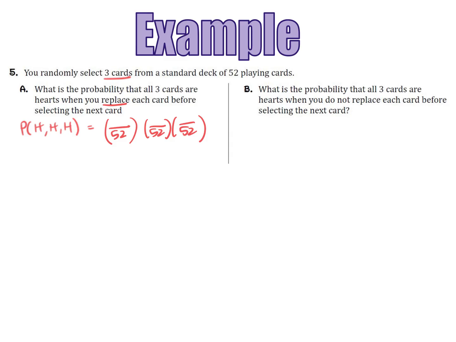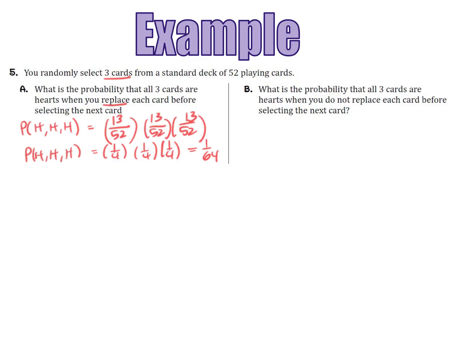So of the 52 cards in the deck, 13 of them are hearts. And this is going to simplify to 1 over 4. 13 out of 52 is the same thing as 1/4, which should make sense. There are 4 suits in a deck of cards. And if we multiply this out, we're going to get 1 out of 64 as our probability of drawing 3 hearts.